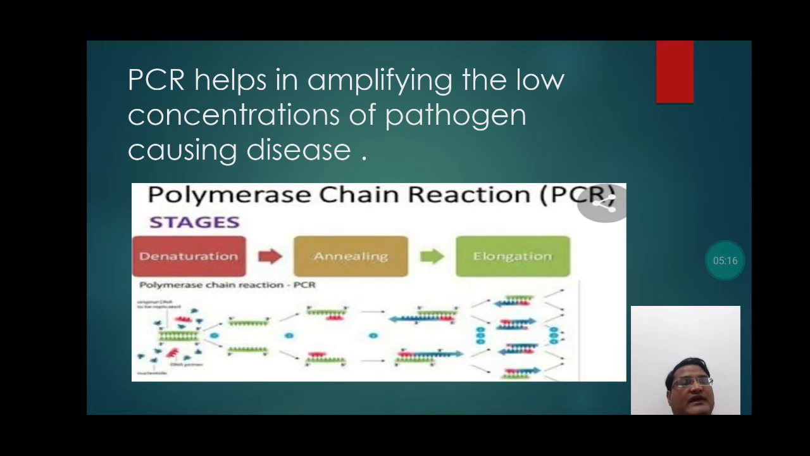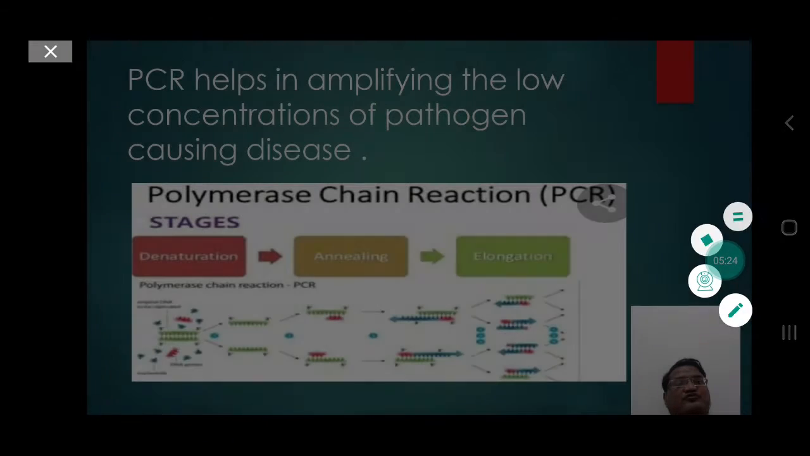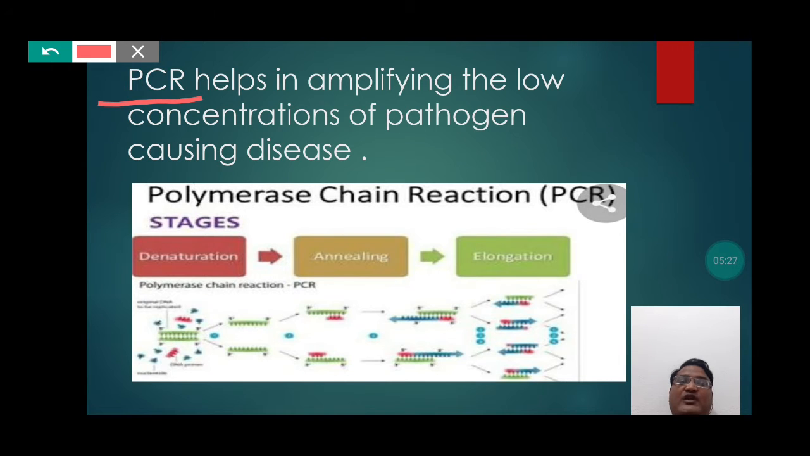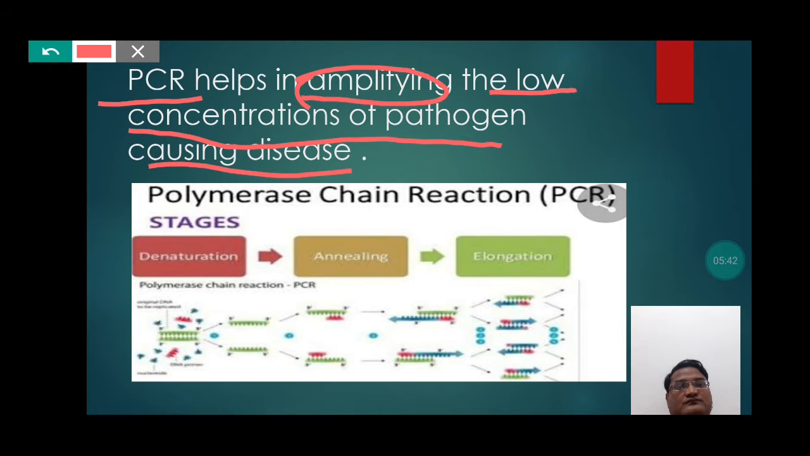PCR helps in amplifying the low concentration of pathogen causing disease. So students, PCR, which represents polymerase chain reaction, actually is utilized to amplify, that is to increase the low concentration of the pathogen causing disease into huge number. Students, PCR comprises three important steps, that is denaturation, annealing and elongation.